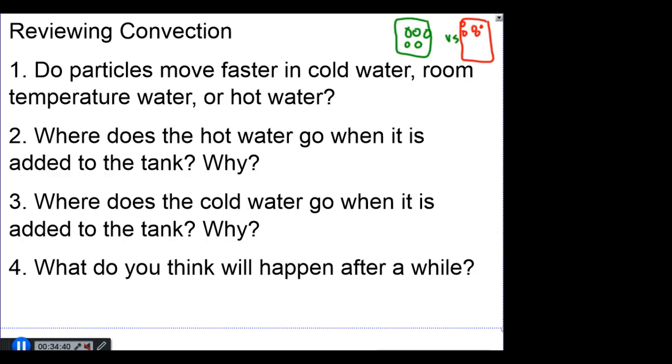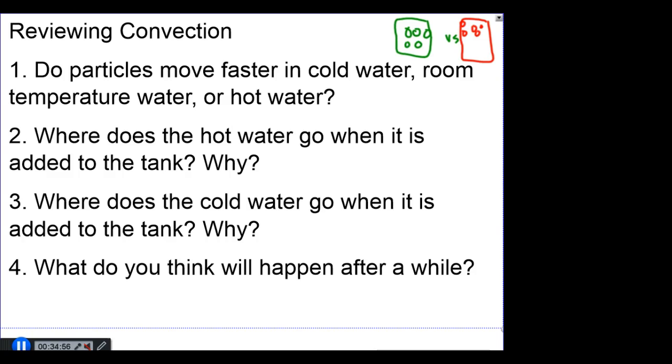So, right in between here, you're starting to see the blue come up.